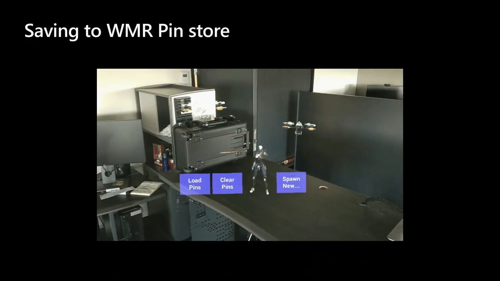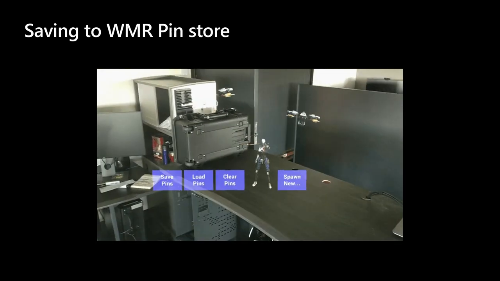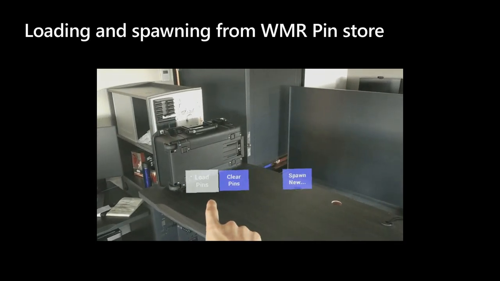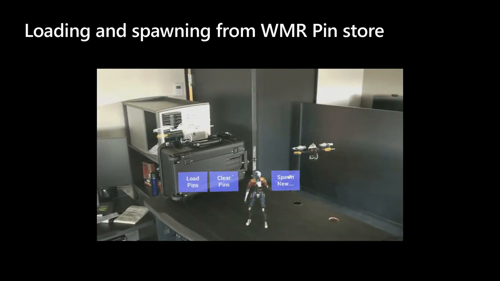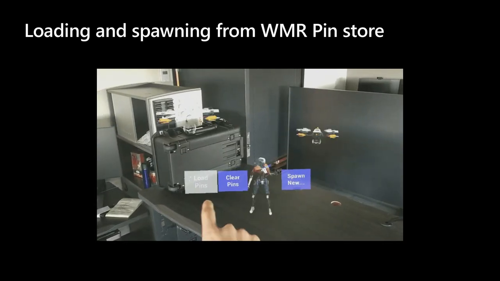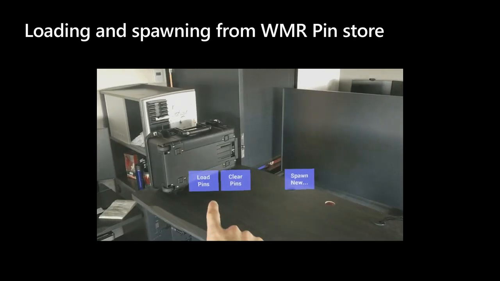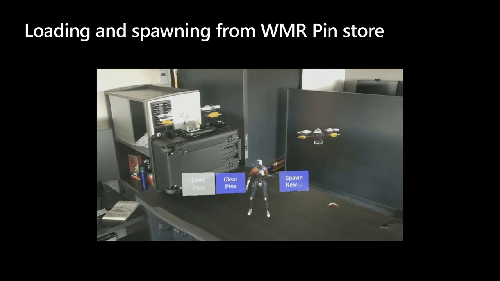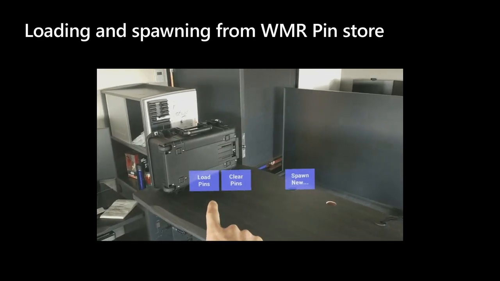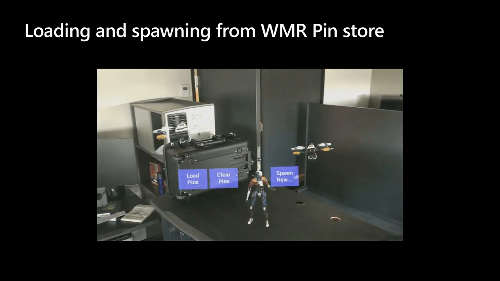Did that go over? Let's see. Great. So now I can come back through on a subsequent run through here, and I can reload from pins, and it respawns all the items I had here before. So before I had spawned a drone, and a robot, and placed them in the space here. And I'm able to then now go through load pins and bring those back up.